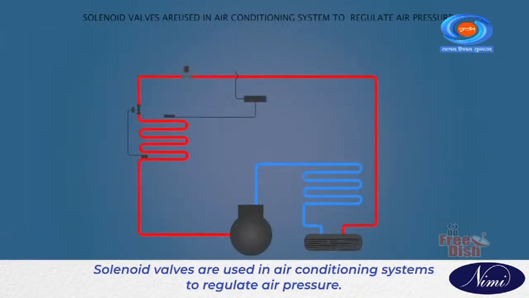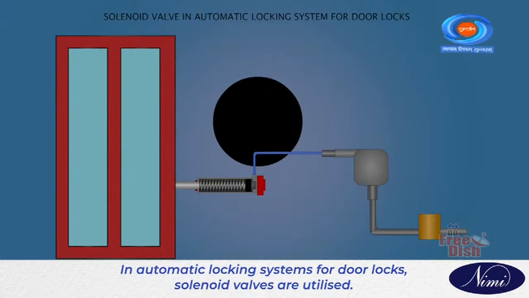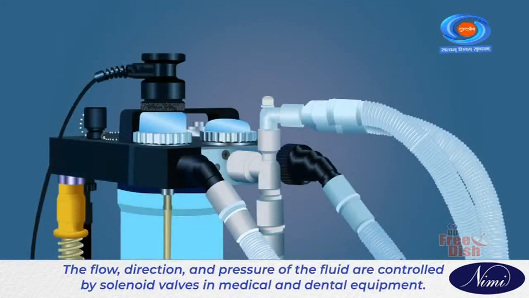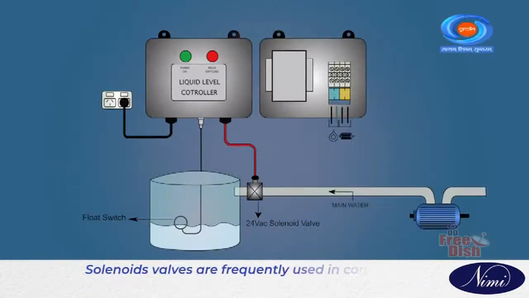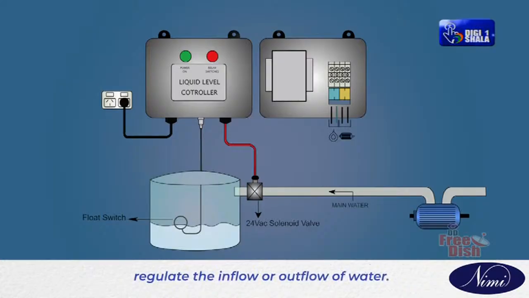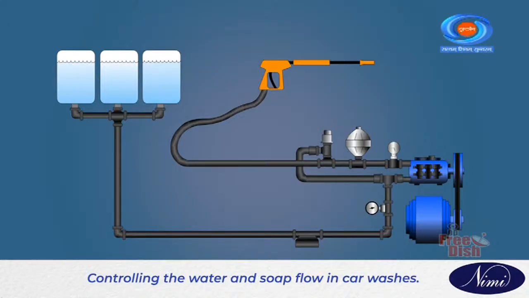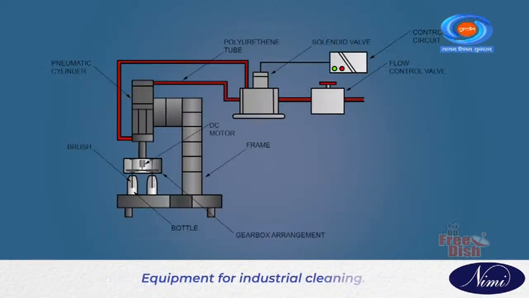Solenoid valves are used in air conditioning systems to regulate air pressure. In automatic locking systems for door locks, solenoid valves are utilized. The flow, direction, and pressure of the fluid are controlled by solenoid valves in medical and dental equipment. Solenoid valves are frequently used in conjunction with float switches in water tanks to regulate the inflow or outflow of water. Controlling the water and soap flow in car washes, equipment for industrial cleaning.